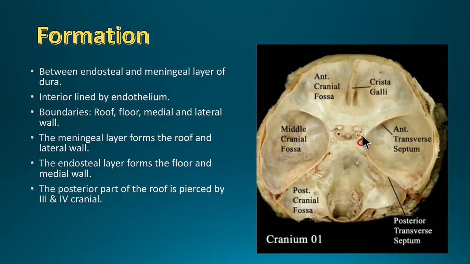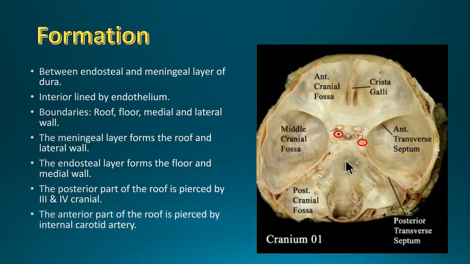Anteriorly, one structure is piercing and then coming above, that is your internal carotid artery, which is seen within the sinus. Medial to the anterior clinoid process, sometimes there is a foramen called the carotidoclinoid foramen, through which the internal carotid artery pierces the roof of the cavernous sinus and enters the brain before dividing into its terminal branches, the anterior cerebral artery and the middle cerebral artery.